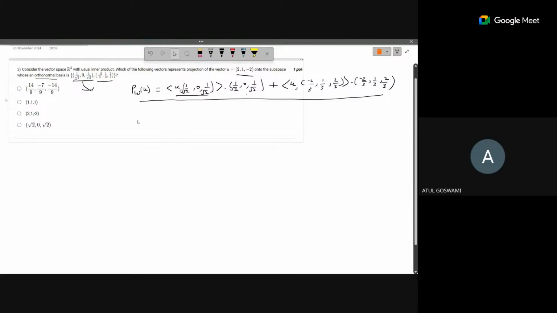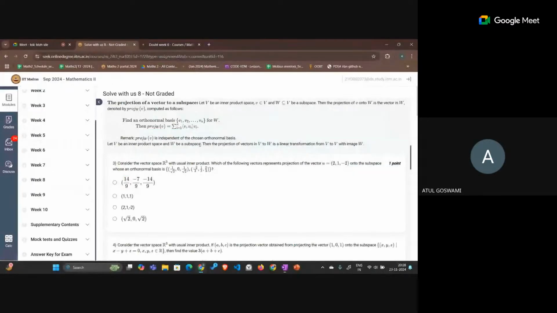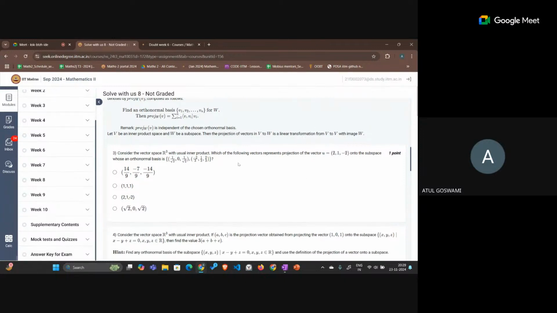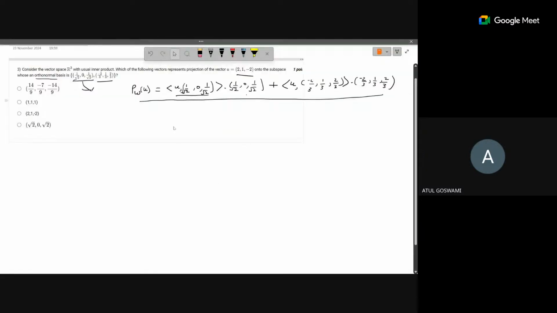So now everyone solve it, and just take some more time. Inner product is just the dot product. It is given, I guess. Inner product space, then the projection of this. Yes, this is the usual inner product, that means dot product. All of you just solve this expression that I have written.